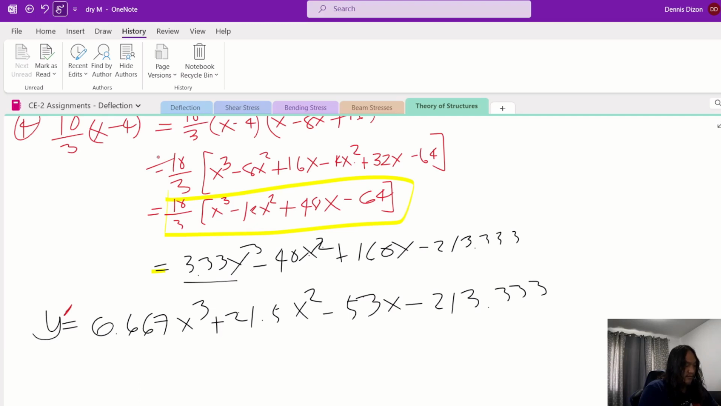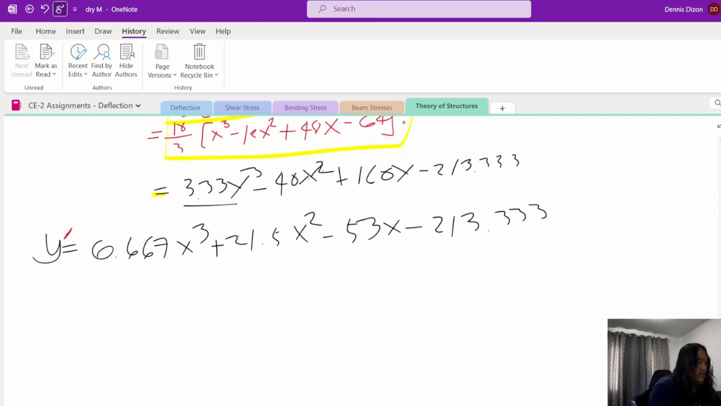5 equation, then 4 per cubic. A is 6.667, and then B is 21.5, then C is minus 53, then D is minus 213.33. So there will be three values for x.